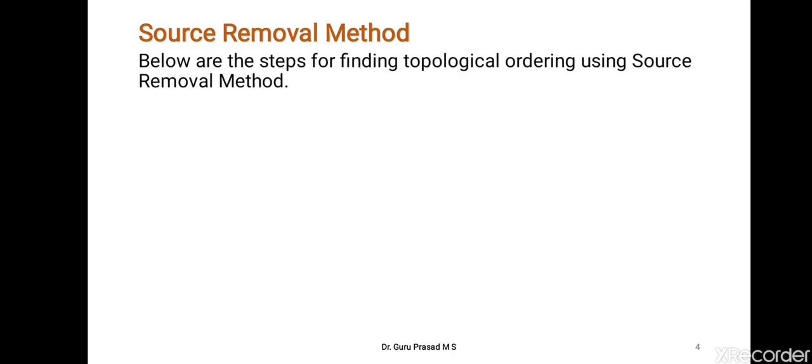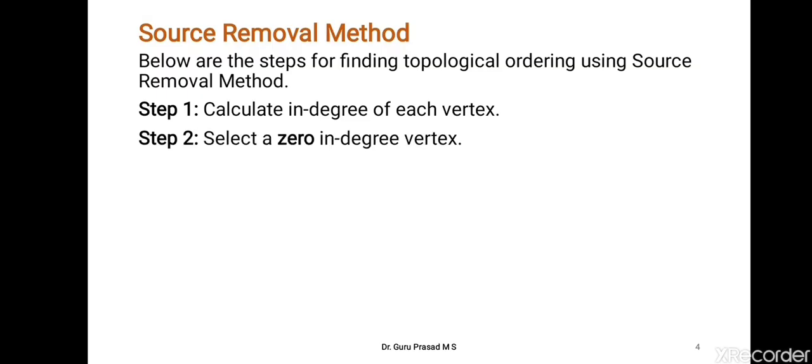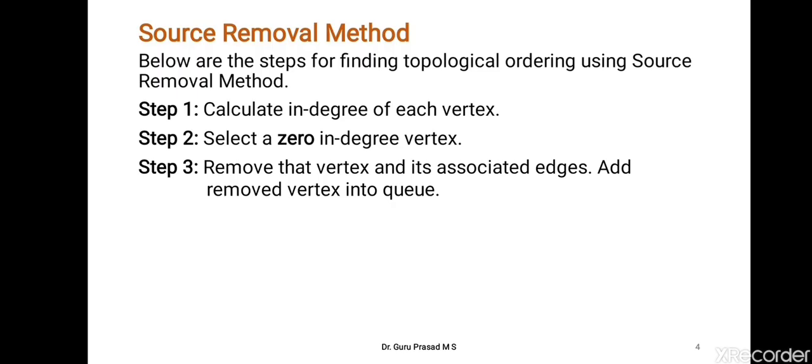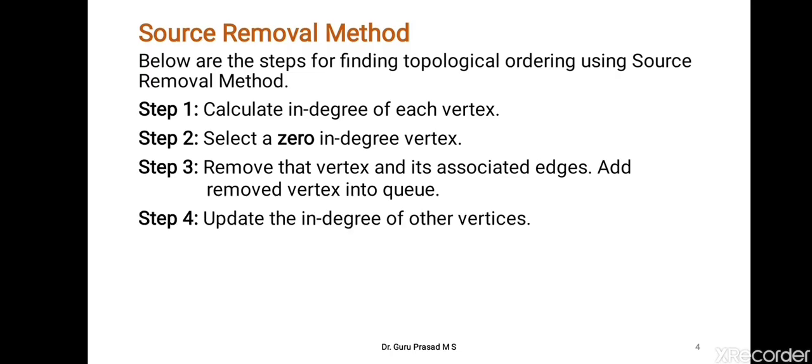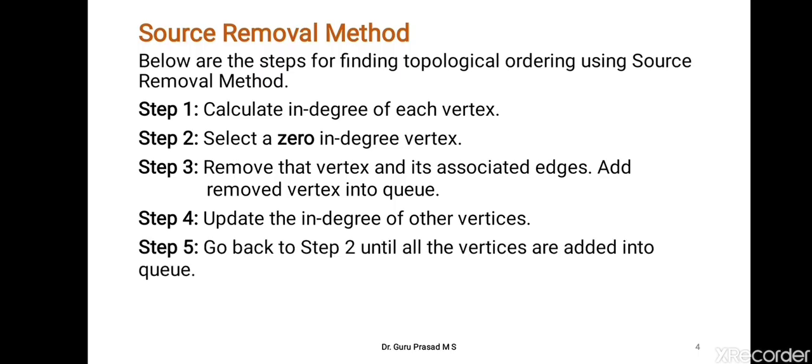Below are the steps for finding topological ordering using source removal method. Step 1. Calculate in degree of each vertex. Step 2. Select a 0 in degree vertex. Step 3. Remove that vertex and its associated edges. Add removed vertex into queue. Step 4. Update the in degree of other vertices. Step 5. Go back to step 2 until all the vertices are added into queue.